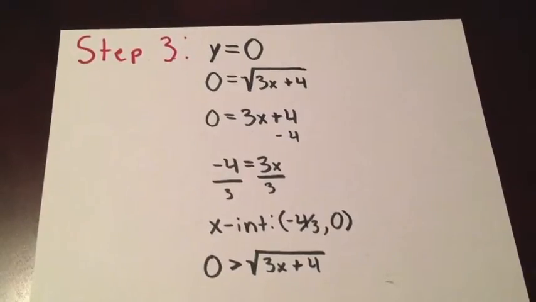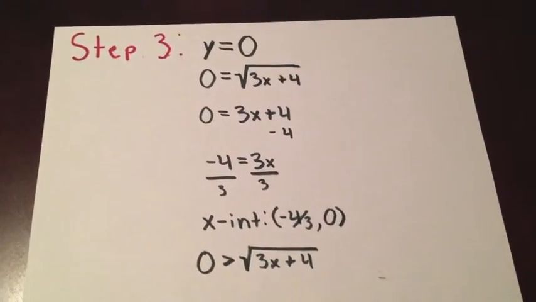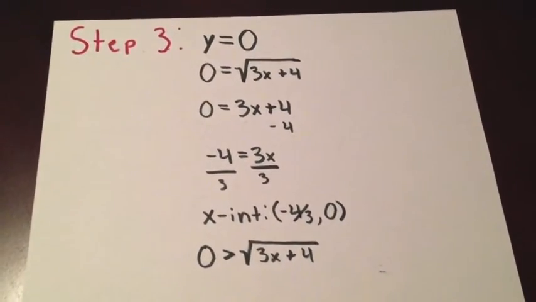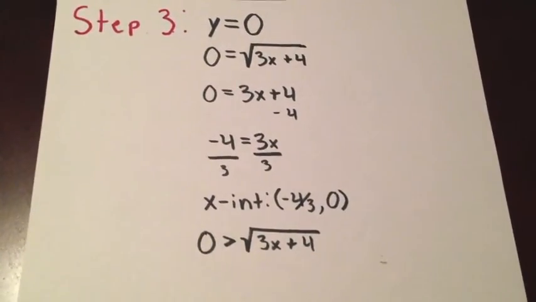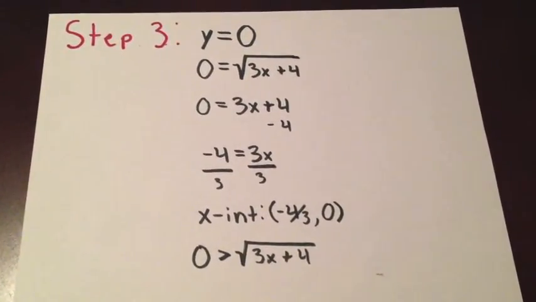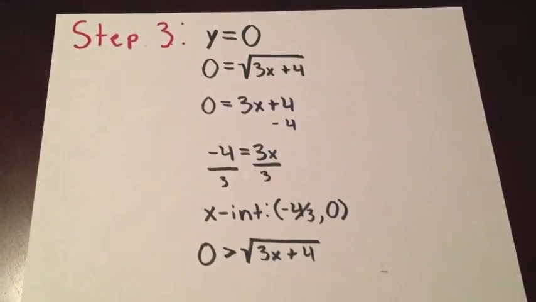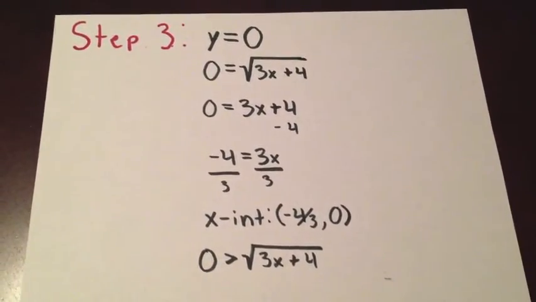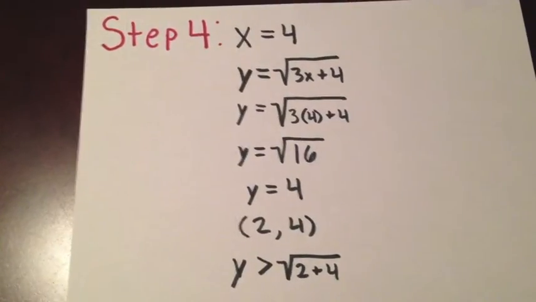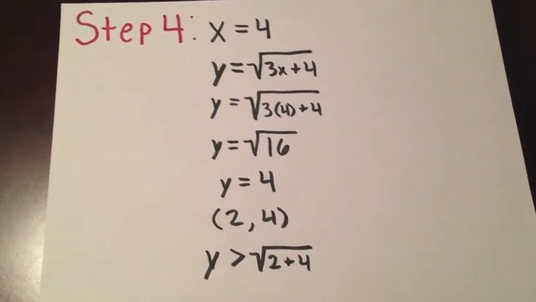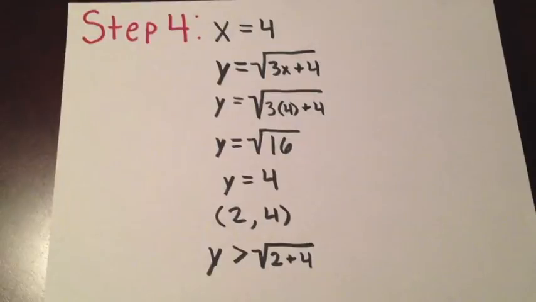This means the x-intercept is negative 4/3, 0. If you were given the inequality, 0 is greater than the square root of 3x plus 4, you would arrive at the same solution. Step number 4. Acquire an additional point by designating an arbitrary or random value for x.